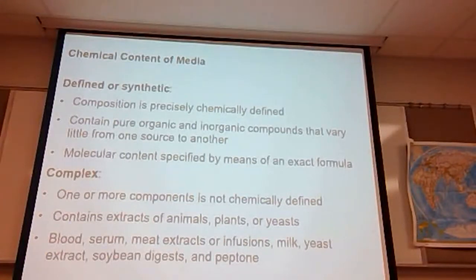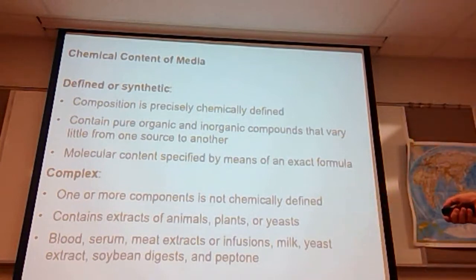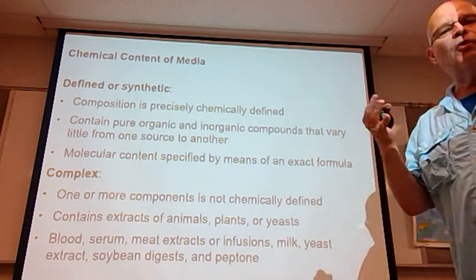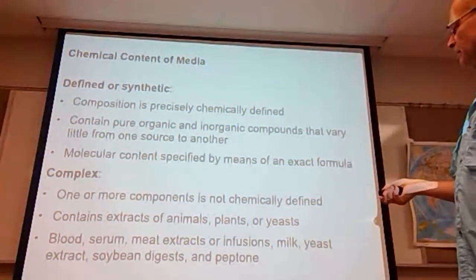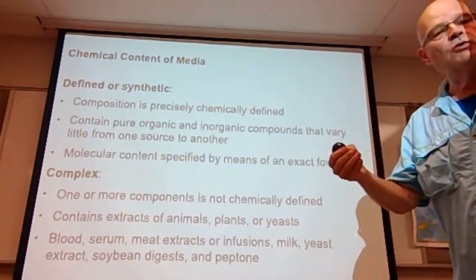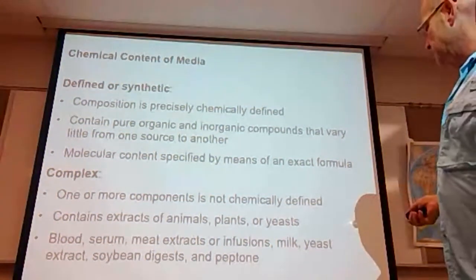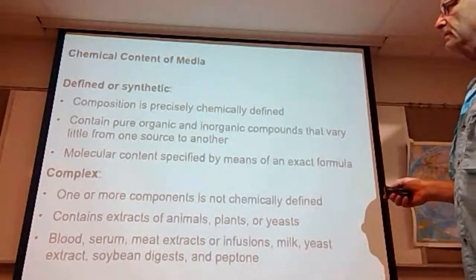A complex media, on the other hand, is one where the components are not chemically defined. In other words, they may contain extracts from animals, plants, or yeasts. In other words, they just have a protein source. Maybe it's an animal protein, maybe it's a plant protein, or maybe it's some sort of a fungal protein, but it's still a protein source. Blood, serum, meat extracts, milk, yeast, soybeans, peptones. Peptone is a protein source. All of these things can be added to medias to make what is called a complex media.